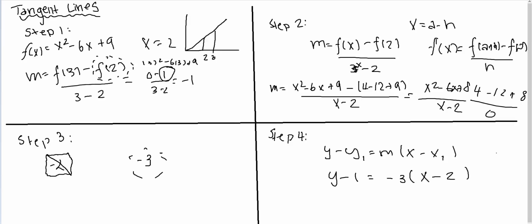And we're going to leave it in that form so we don't make any more mistakes. But that is our equation of the tangent line to the function x squared minus 6x plus 9 at x equals 2.